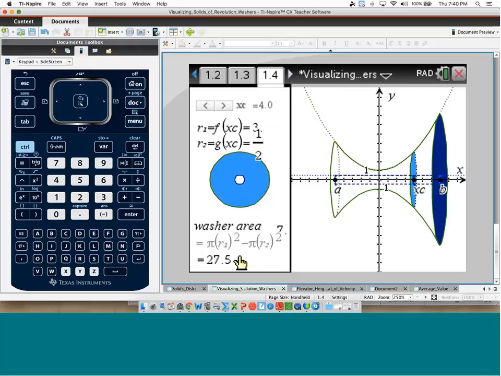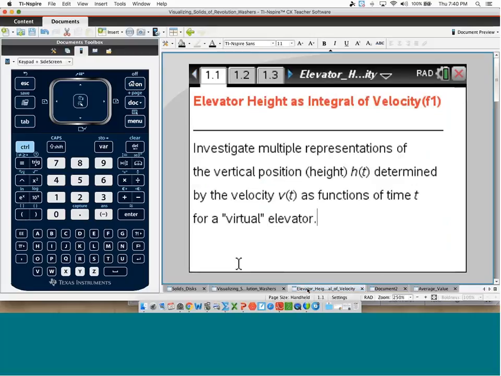All right, so you want to do some motion? Yes, let's do a little bit of motion. We've got an elevator. And so what we're going to be looking at is multiple representations of vertical position determined by velocity. And we've got a virtual elevator that we're going to look at and see what happens.